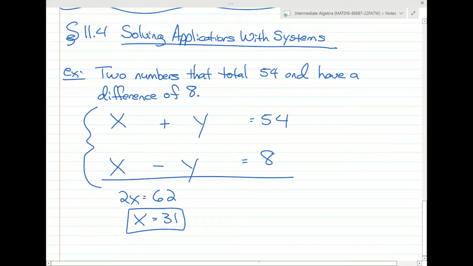If x is 31, we know x minus y is 8. 31 minus 8 is 23, so y is 23. That would be our two numbers.